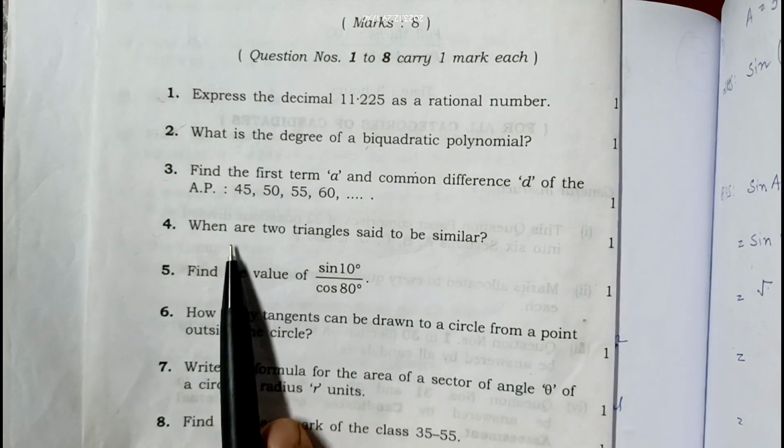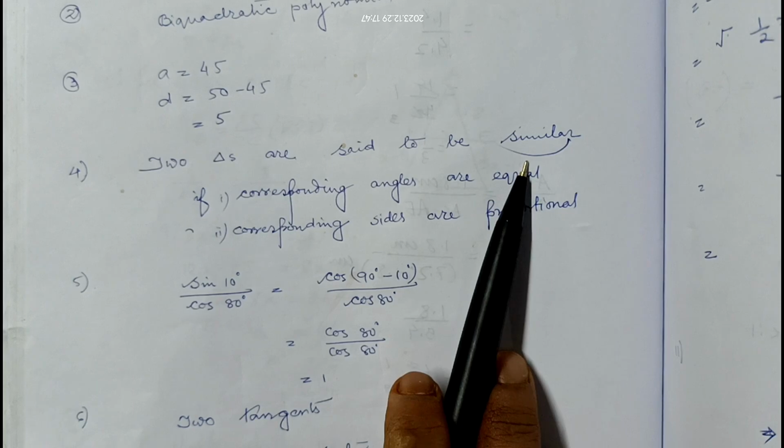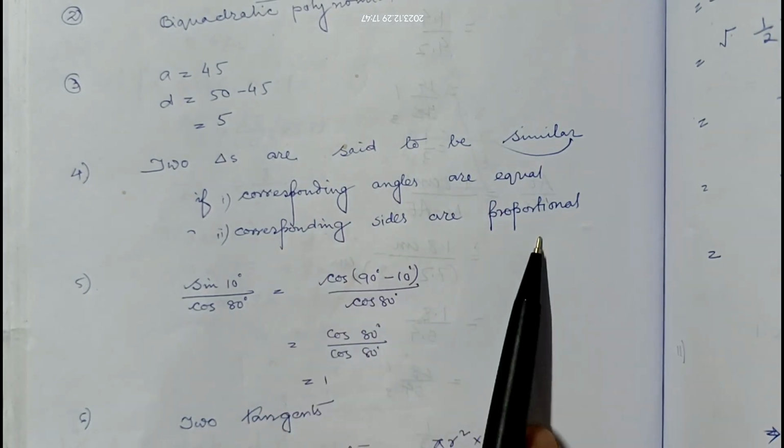Question number 4. When are two triangles said to be similar? Two triangles are said to be similar under these conditions: if corresponding angles are equal and corresponding sides are proportional.